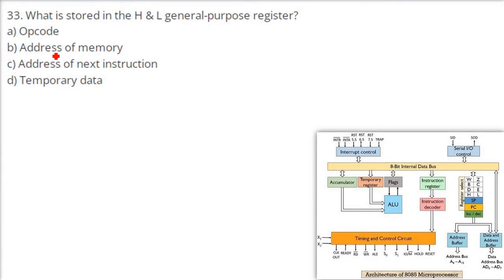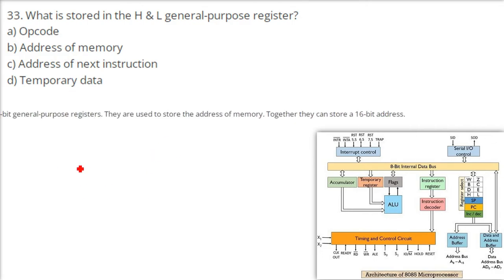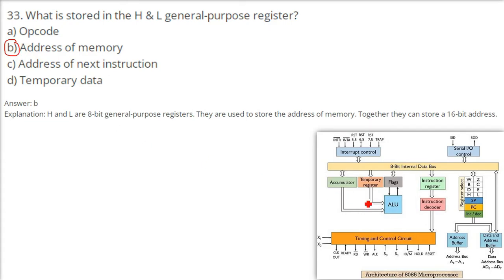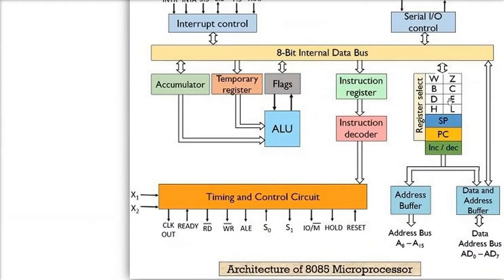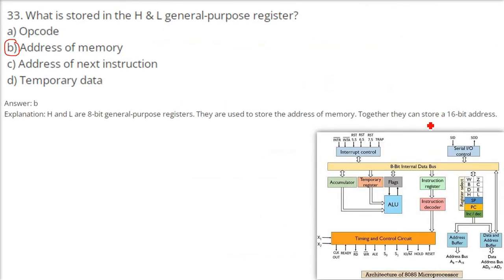What is stored in the HL general purpose register? See, among the general registers we have B, C, D, E and HL. So this is basically having the address of memory. H is an 8-bit register, L is an 8-bit register. But if you combine HL, they work as a 16-bit pair. So H and L are general purpose registers. They are used to store the address of the memory. And as I said, together if you combine 8-bit, 8-bit, they can store a 16-bit address, and the address of memory is the answer.